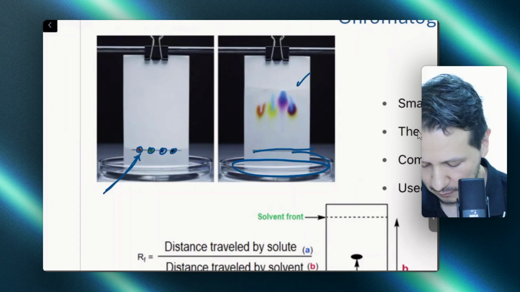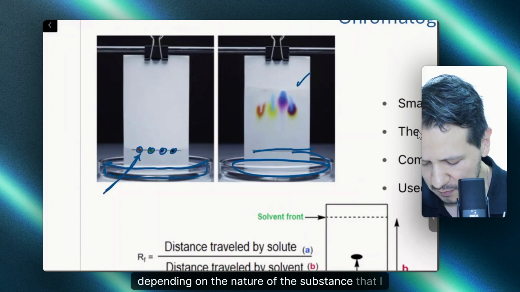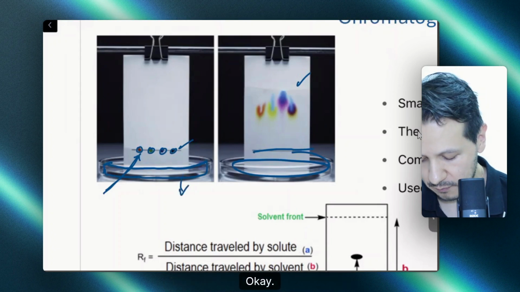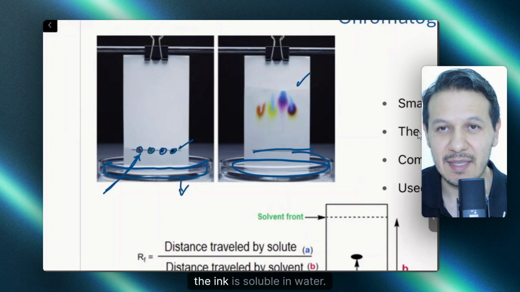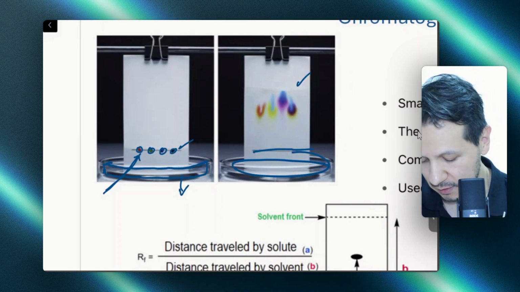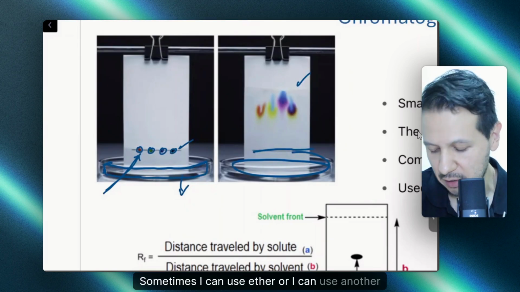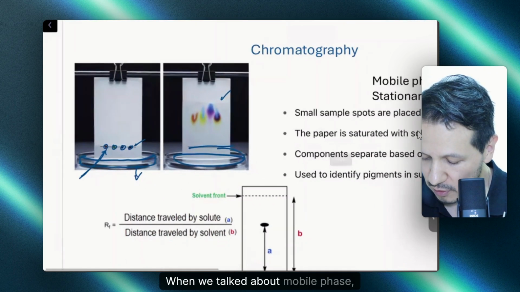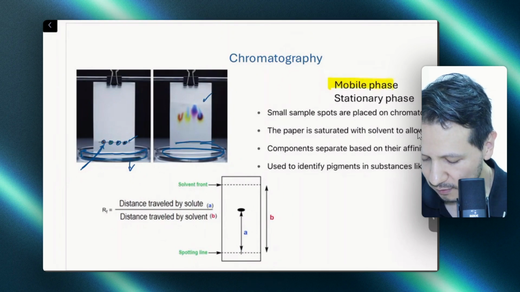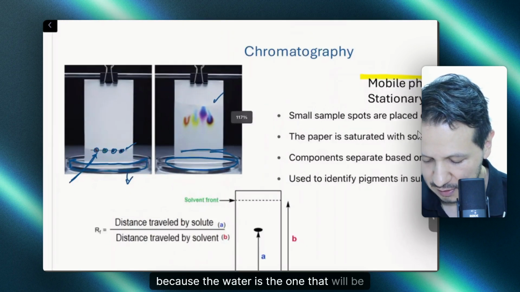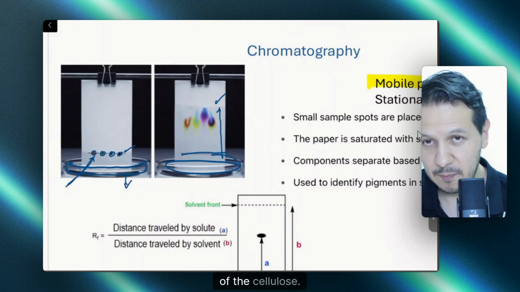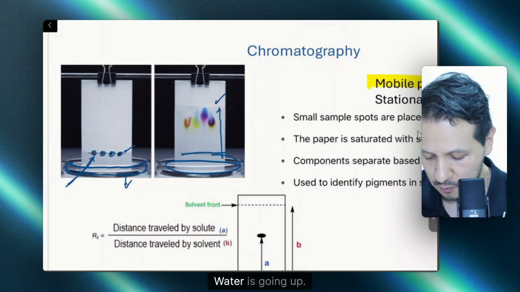Depending on the nature of the substance that I want to separate, I want to use a determined solvent. Sometimes the ink is soluble in water, so I will use water because water will move, will displace it. Sometimes I can use ether or another solvent to move it. When we talk about the mobile phase, we are talking about the water, because the water is the one that will be mobile. Because of the capillarity of the paper, of the cellulose, it's absorbing, and water is going up.